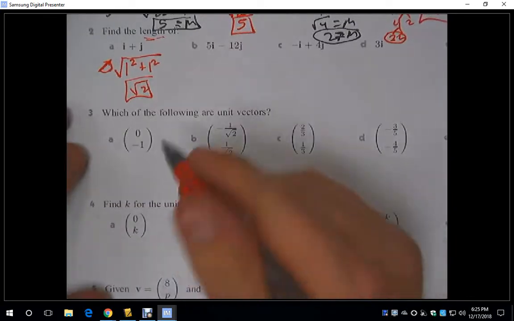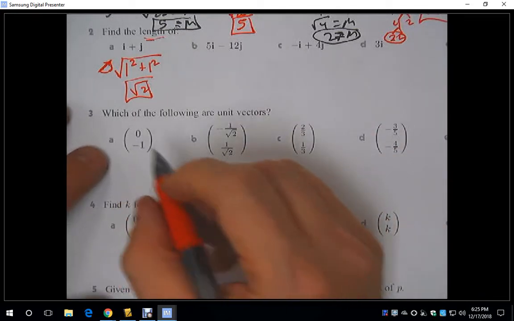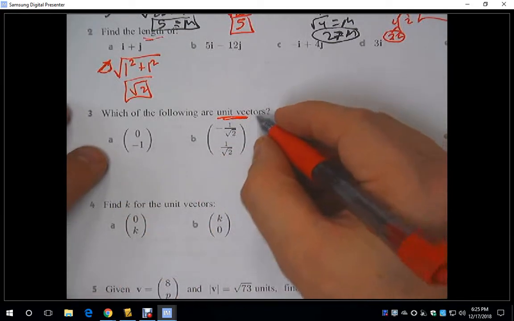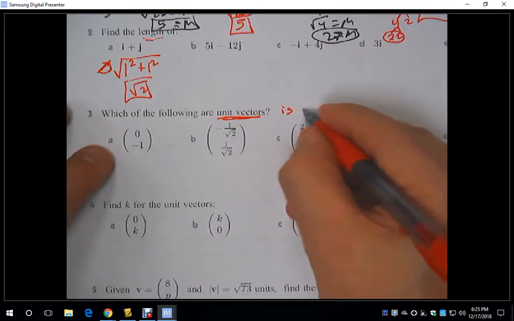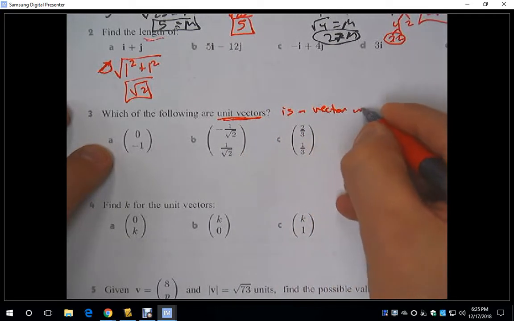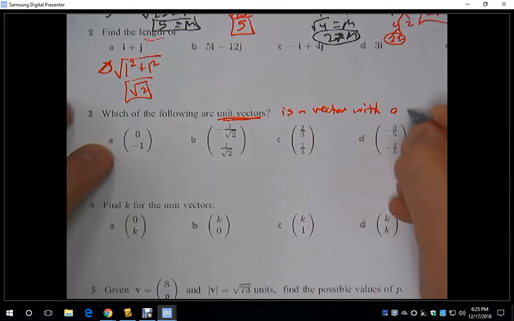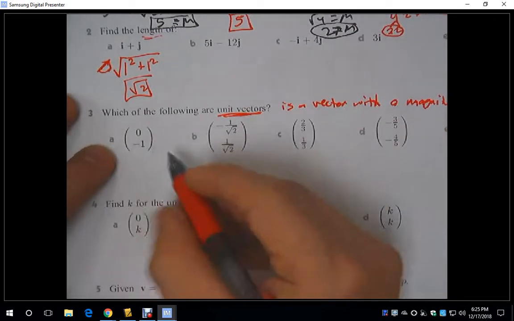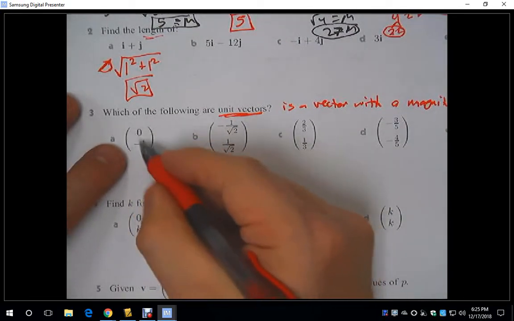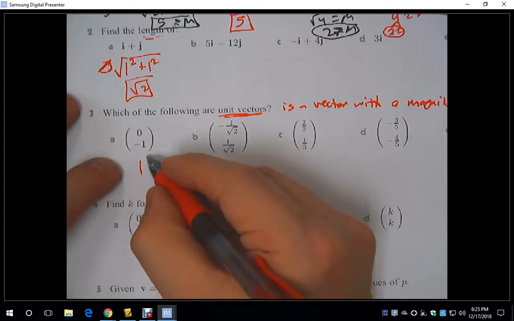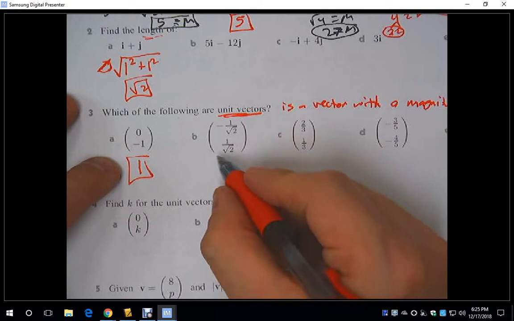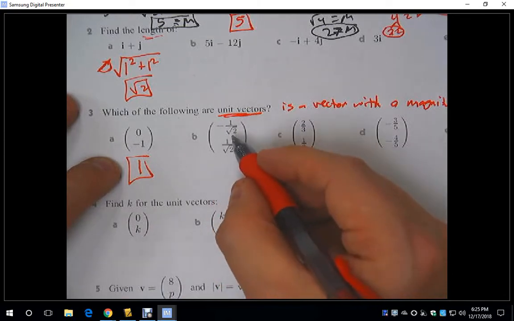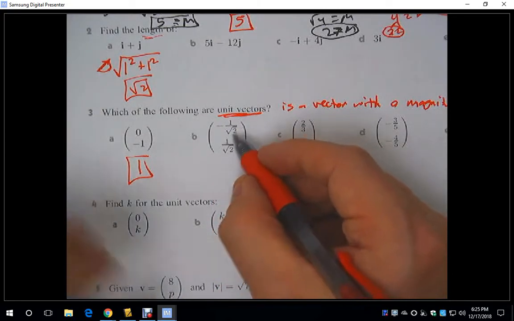Number 3 says, which of the following are unit vectors? A unit vector is a vector with a magnitude of 1. So we can see that this one has a magnitude of 1, just going up 1. We should be able to recognize this from our unit circle as a 45-degree angle, so this would be negative.